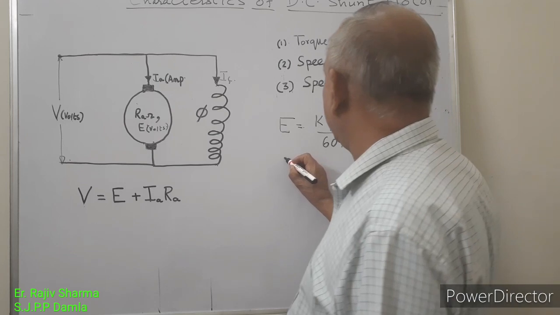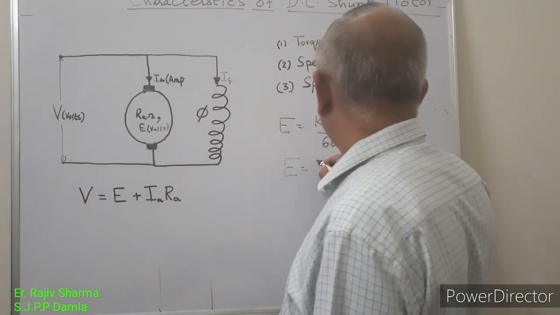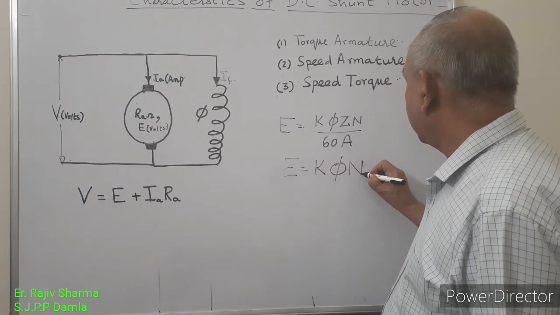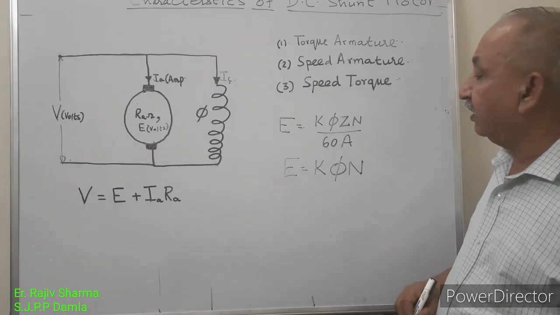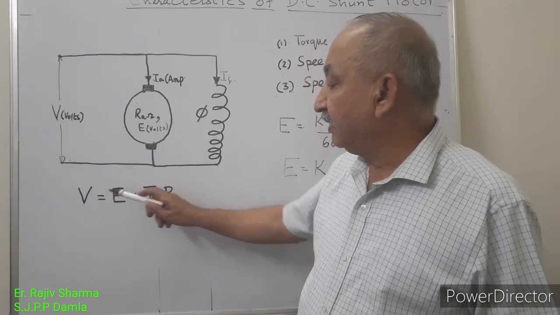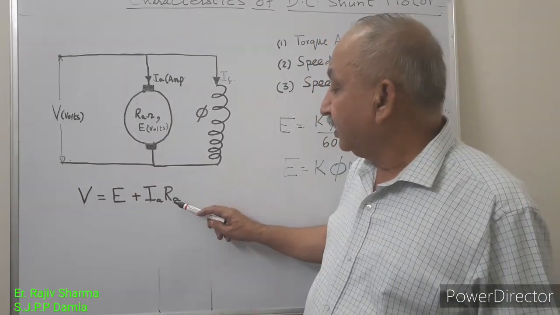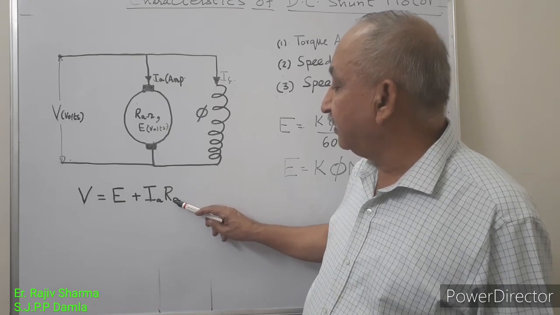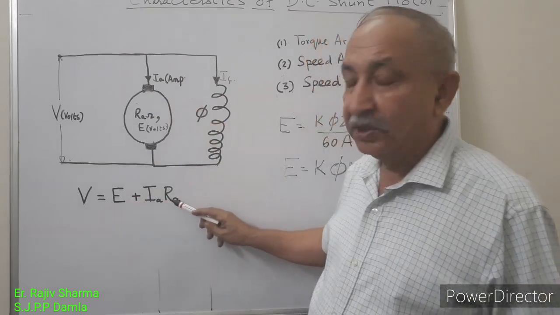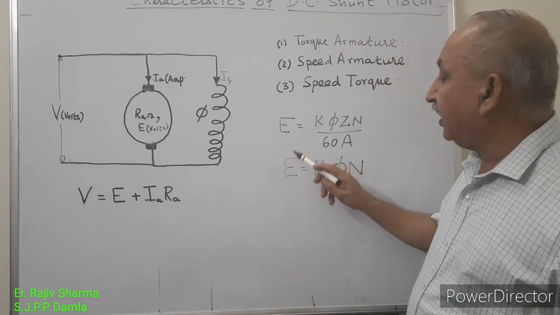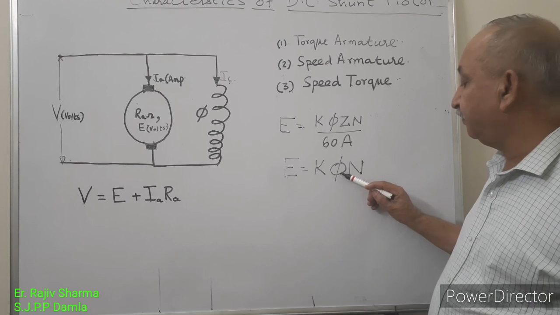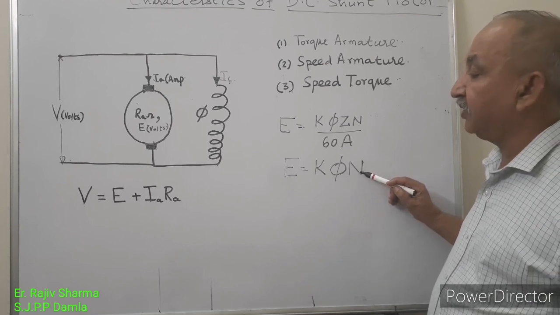Or we can say E is equal to K phi N. Thus V is equal to E plus IA RA. This is the basic equation of the motor. IA is the armature current, RA is the armature resistance, E is the back EMF which is developed across the armature, and V is the applied voltage. This E is equal to K phi N, where K is a constant, phi is the flux per pole, and N is the speed of the armature.